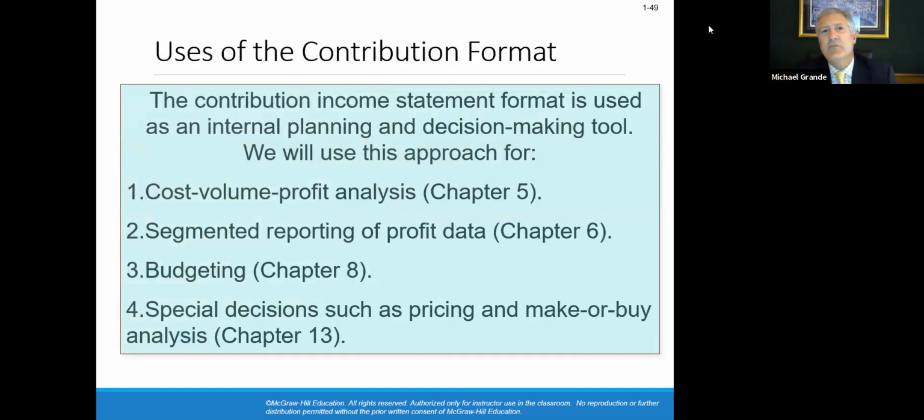Uses of the contribution format. The contribution income statement format is used as an internal planning and decision-making tool. We will use this approach in these chapters: cost, volume, profit in chapter 5, segment reporting and profit data in 6, budgeting in 8, and special decisions, make or buy analysis in chapter 13.